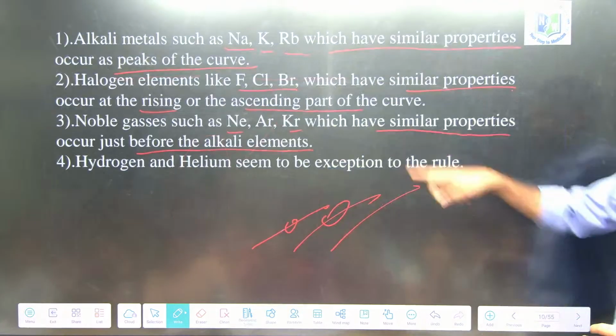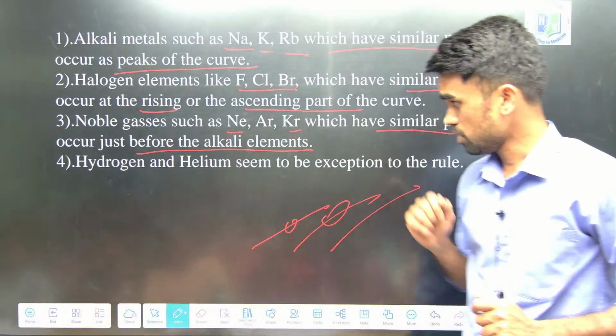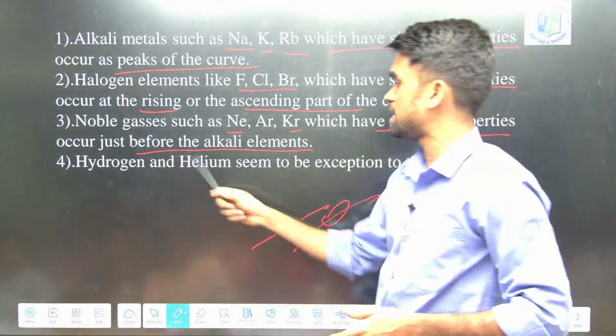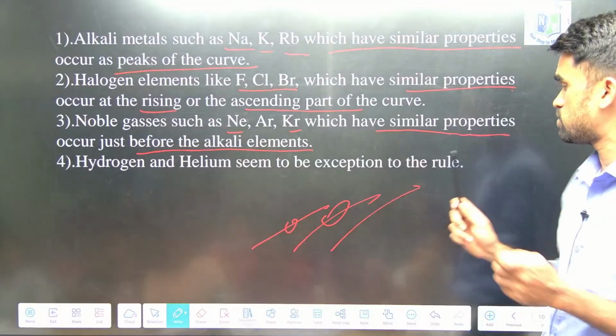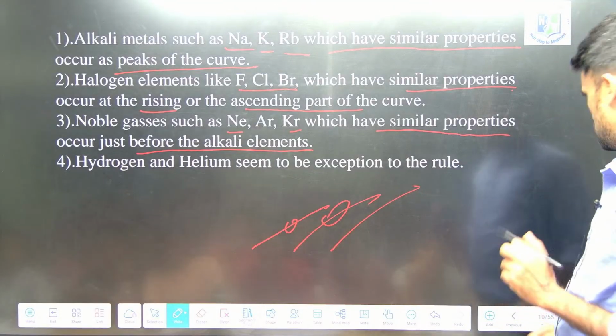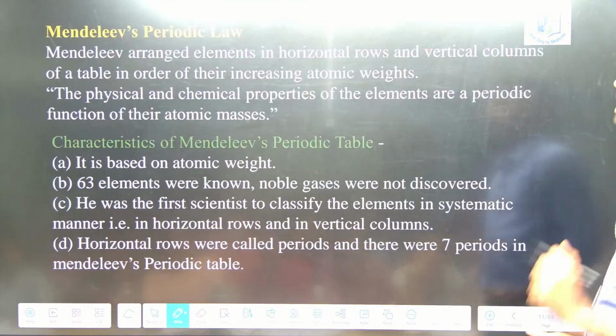Okay, you just need to remember these lines. And here you can see hydrogen and helium seem to be exceptions to this rule. So these are the points to be remembered here. Next, who is next?